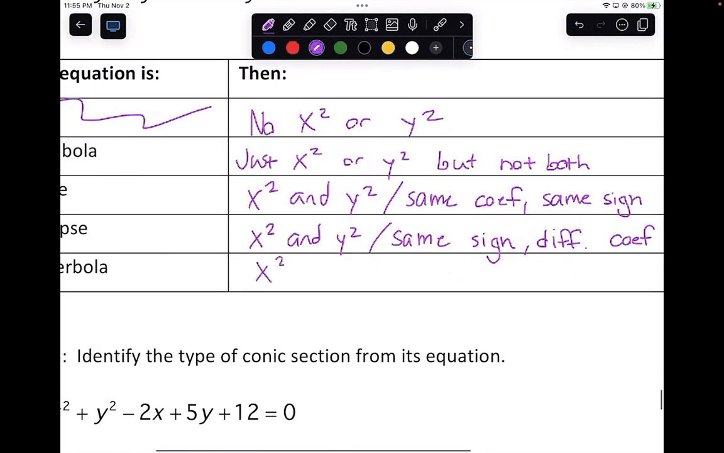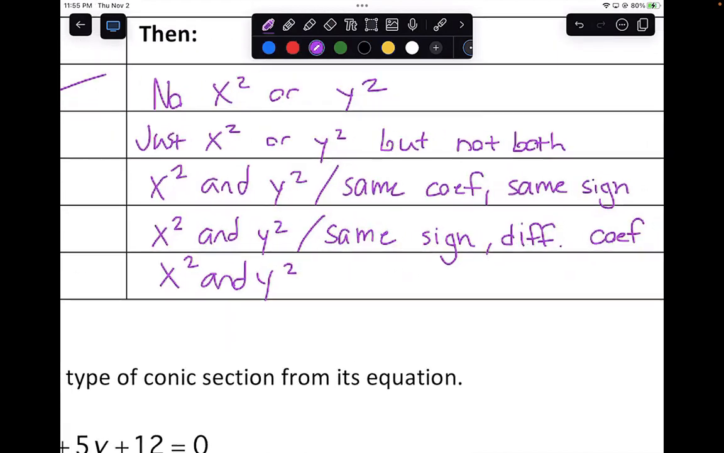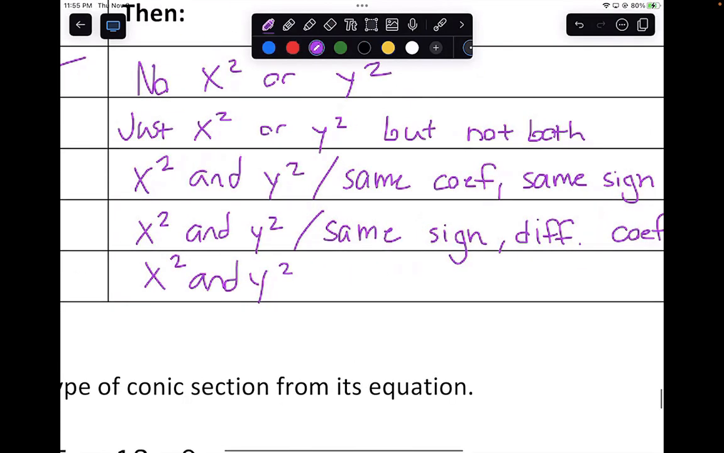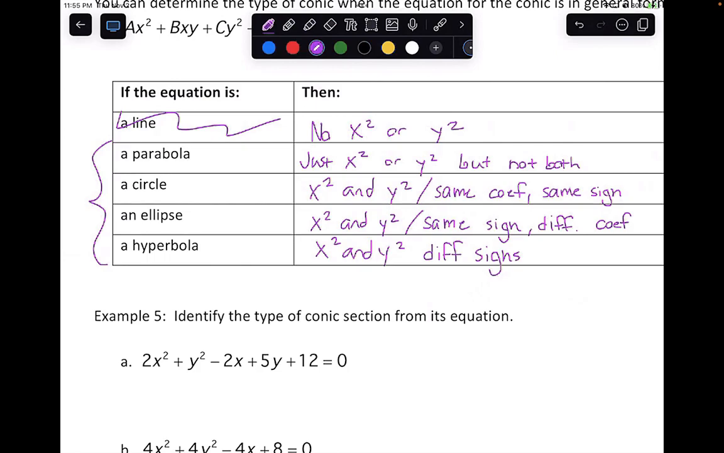Hyperbolas, which we looked at today, you need x squared and y squared, and usually they have a minus in between the terms. A lot of times you just need x squared and y squared, and then different signs out in front of those. They could actually be a coefficient of 3 and a coefficient of -3, and since they have different signs, it'll still be a hyperbola. So it doesn't matter if they're the same number.